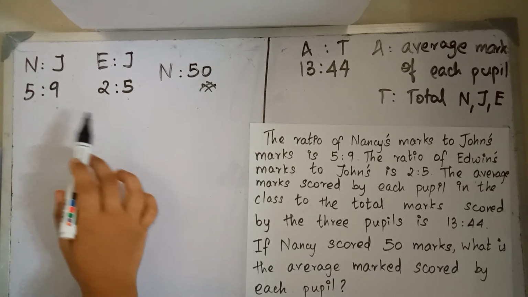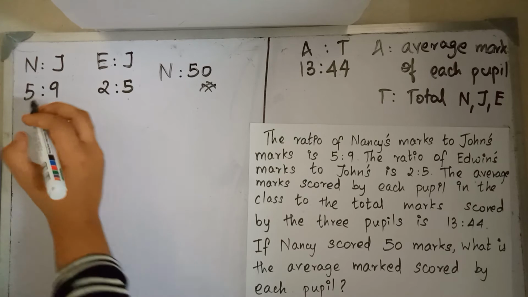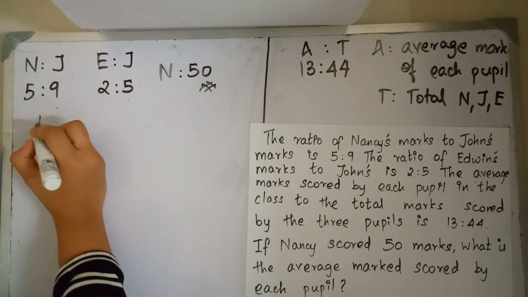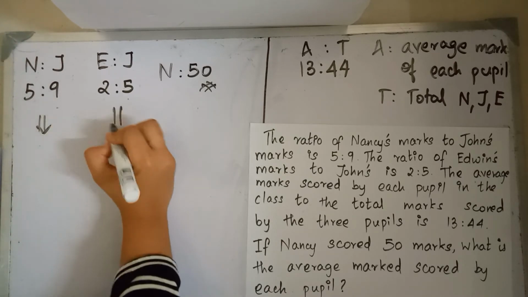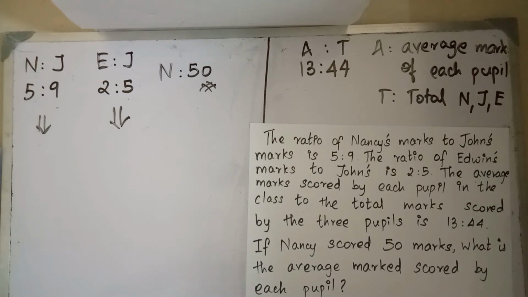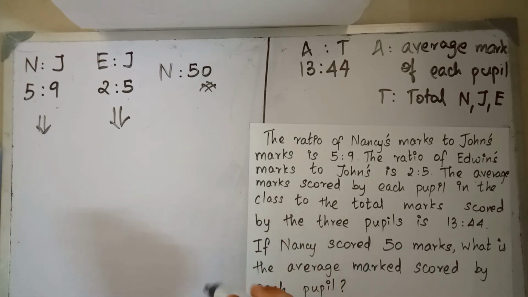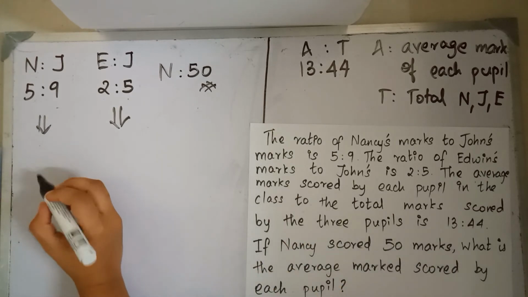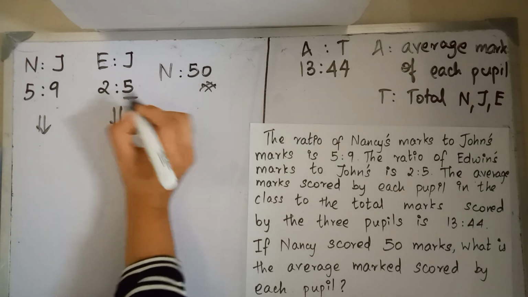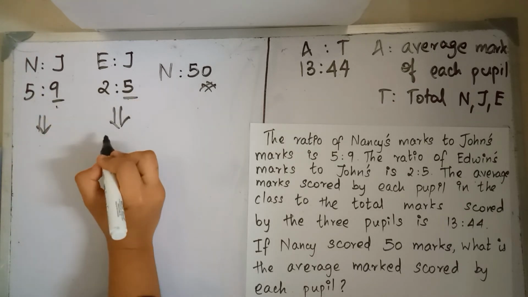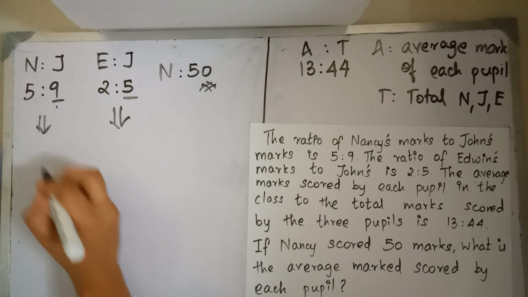In both the ratios, John's mark is the same. So we can make them equivalent ratios. I've done a lot of videos on equivalent ratios. So if you have a doubt in this part, I suggest you go to those previous problems and check them out. Okay, so how do we make it equivalent? We have to make these two equivalent because John's mark is the constant factor.